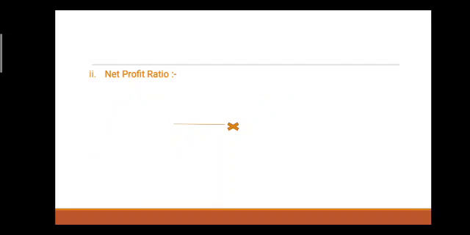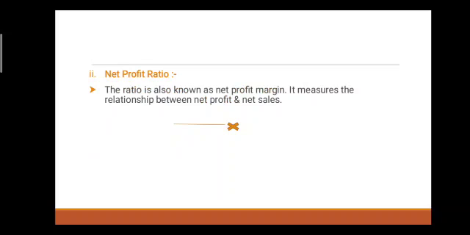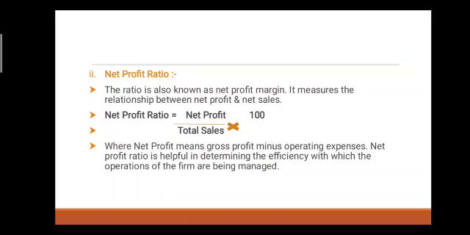Second one, net profit ratio. The ratio is also known as net profit margin. It measures the relationship between net profit and net sales. Net profit ratio is equal to net profit divided by total sales into 100, where net profit means gross profit minus operating expenses. Net profit ratio is helpful in determining the efficiency with which the operations of the firm are being managed.